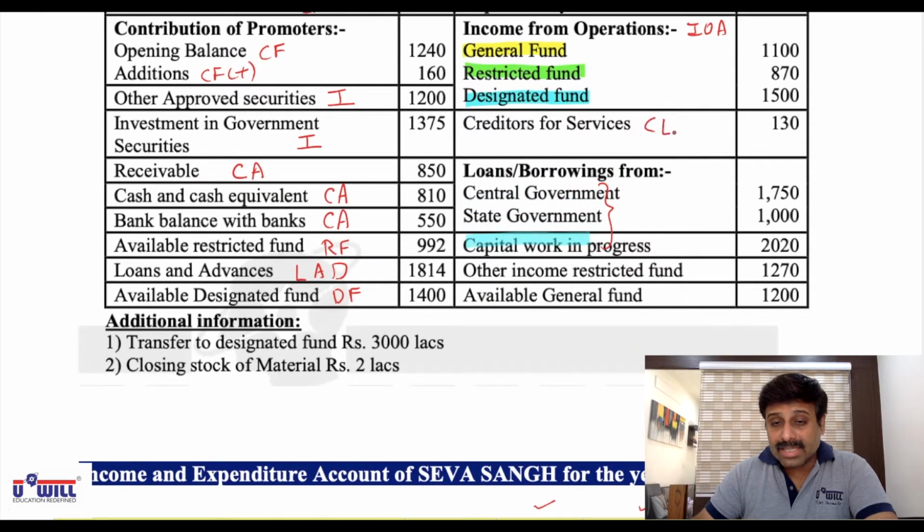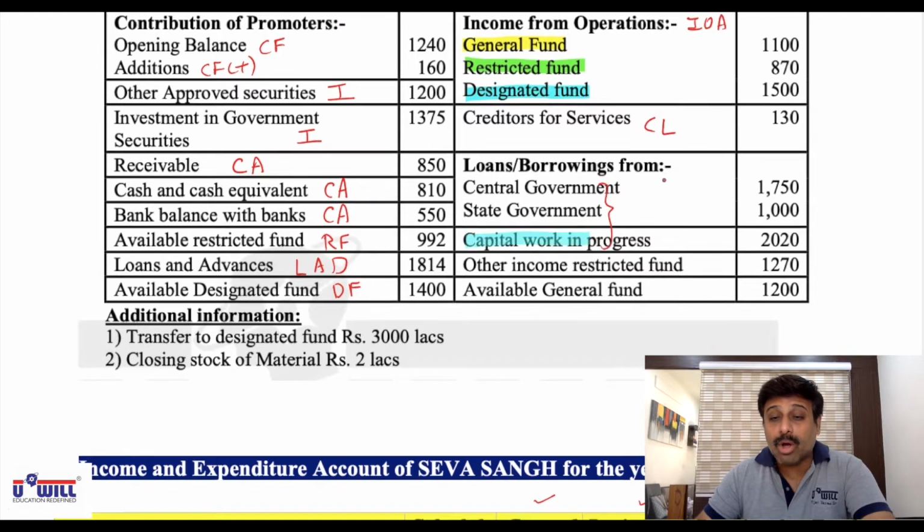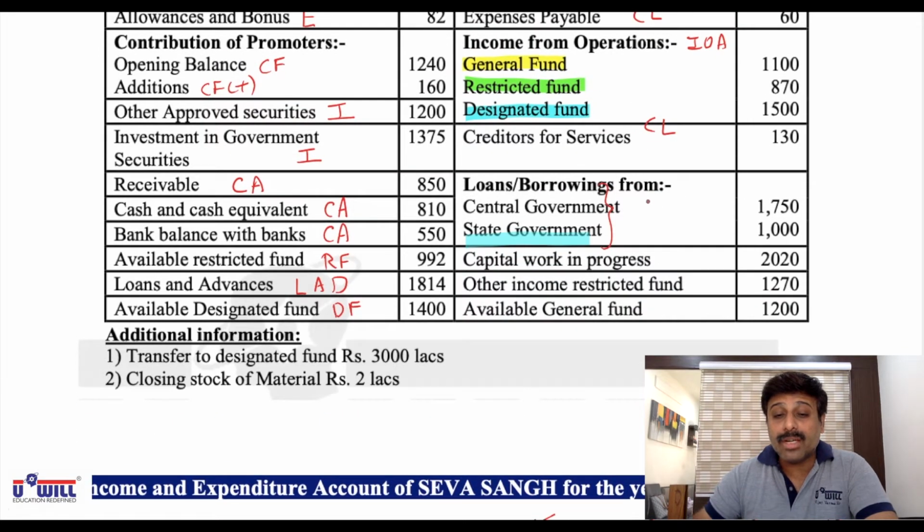Creditors for services, current liabilities. Loans and borrowings from central government, so borrowings, both will come in borrowings, central and state government. Capital work in progress, fixed assets. Other income, see again, other incomes, restricted fund, so we mark it in green, and other income, so OI. And lastly, available general fund will come general fund in the nature of promoters contribution P.